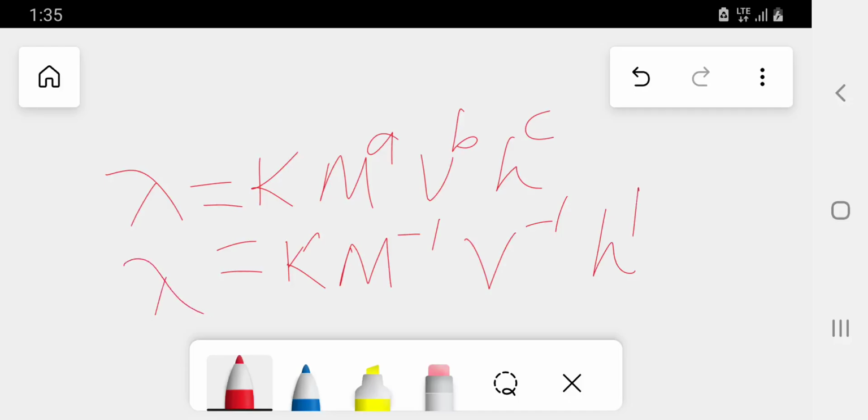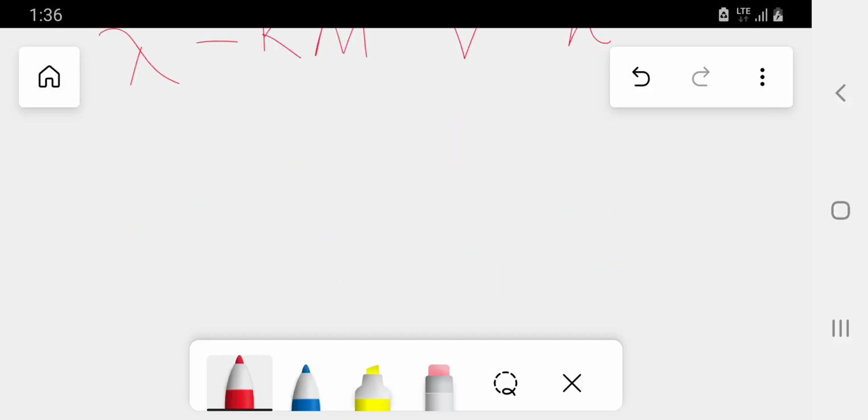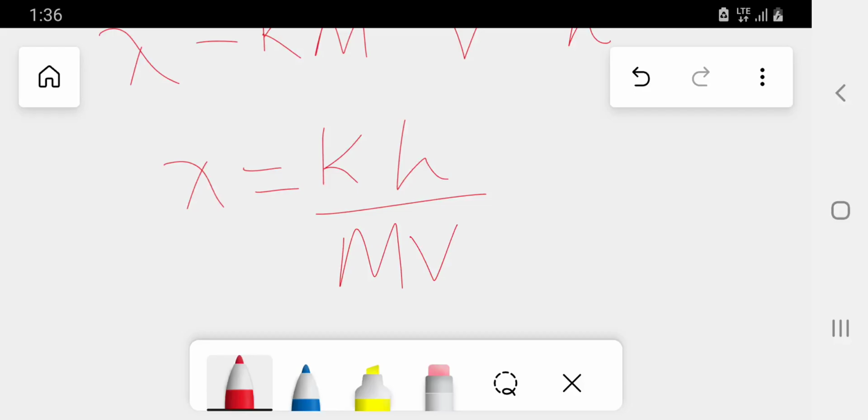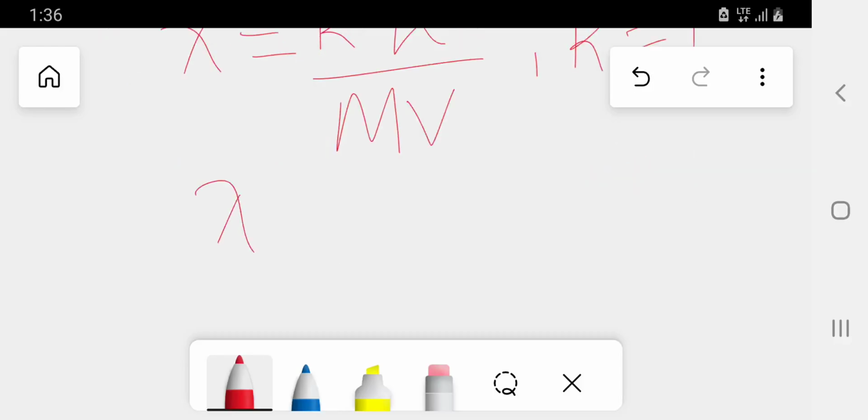Okay, so by concluding this question, this is how we're going to go about it. So the question can be concluded like this, where k, any value which is constant according to dimension analysis, is equal to 1. So lambda is equal to Planck's constant over mass times velocity, hence shown.